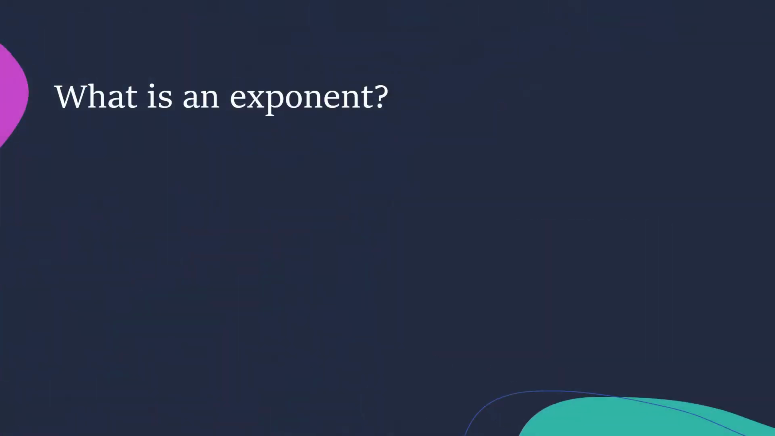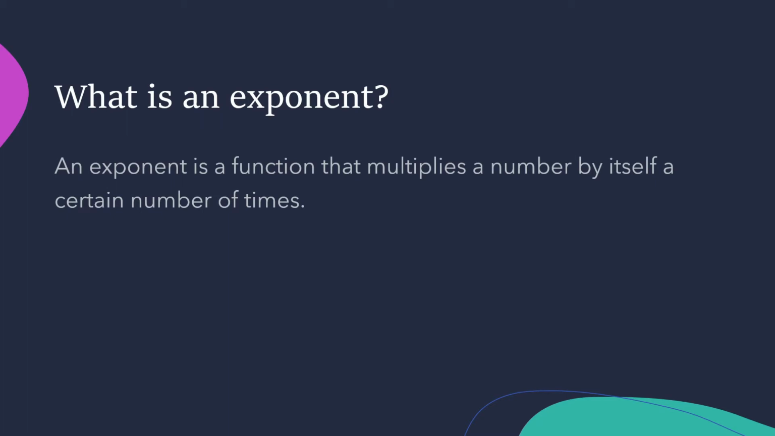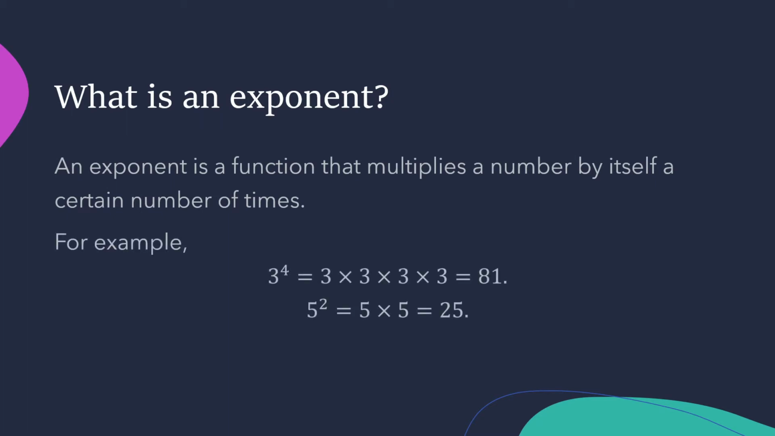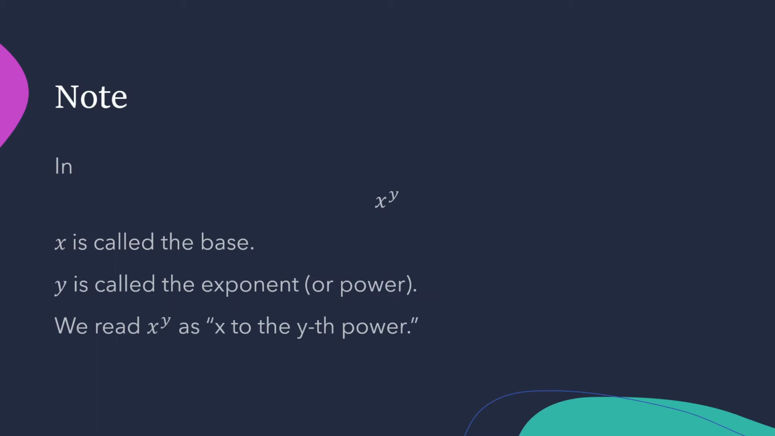First of all, let's clear up the definition of an exponent, which is basically a function that multiplies a number by itself. So like 3 to the 4th is just 3 times 3 times 3 times 3, 3 multiplied by itself 4 times, and 5 squared is 5 times 5. And for terminology, we call x the base and y the exponent in this expression in the middle, and we read it as x to the yth power, and that's just to clear up stuff in the video.